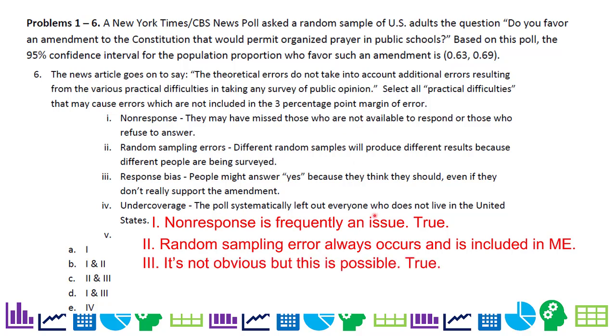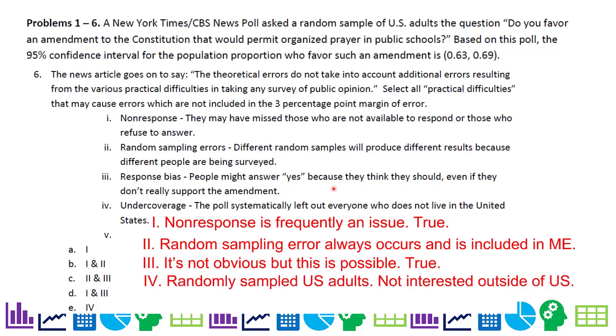Number 3, people might answer yes. It's not obvious, but it's definitely possible. They might feel pressured, response bias, to say yes. So this is true because these are all practical difficulties. And then number 4, we randomly sampled U.S. adults. We're not interested in people who don't live in the U.S. So number 4 is not an issue because it's not relevant to the question they were trying to ask, which would be U.S. adults, because those are the only ones voting on the constitutional amendment. So 1 and 3 are true.